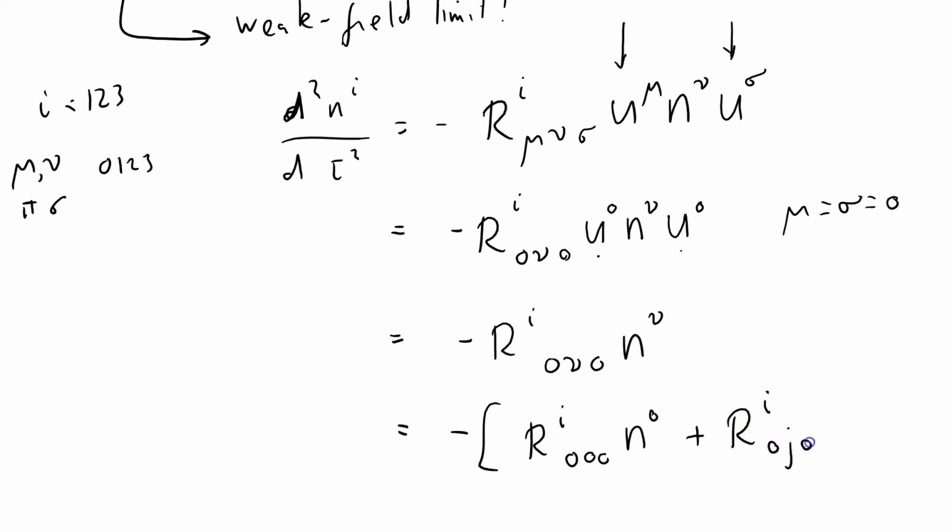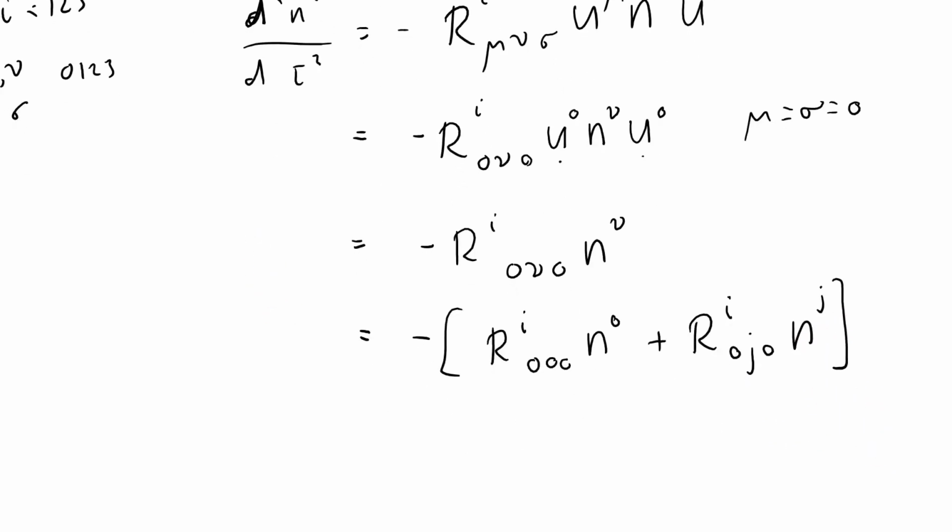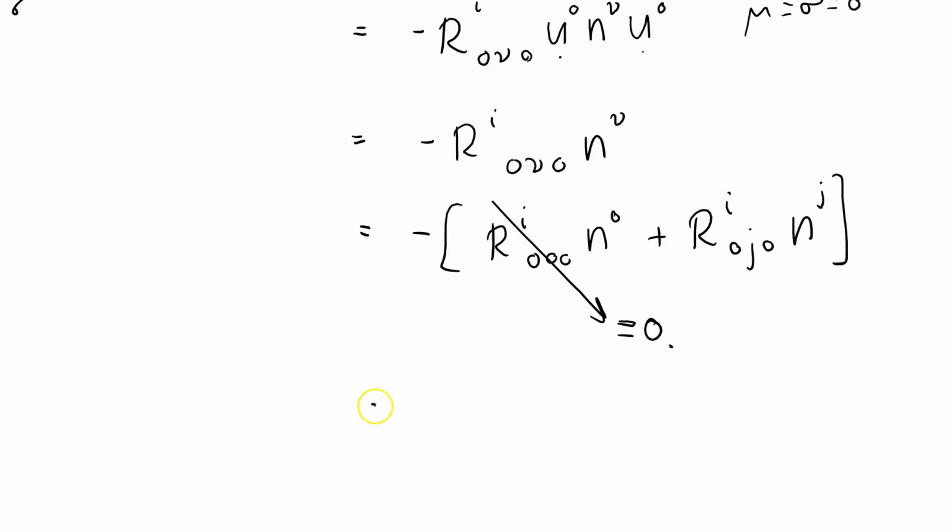Let me just write it out. 0 j 0 n^j. Whew. Okay. And this term, I can't remember exactly which screencast it was, but by symmetry we know that this term is equal to 0. It was one of the screencasts I did on the Riemann-Christoffel tensor. It's Riemann tensor revisited, but I forget the exact number of it. So that equals minus R^i 0 j 0 n^j.